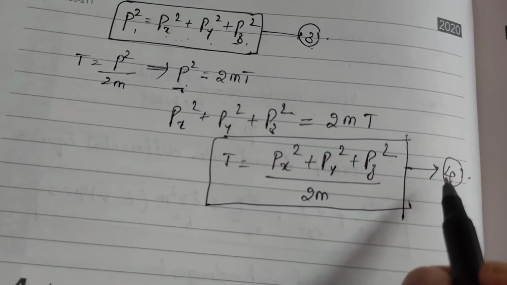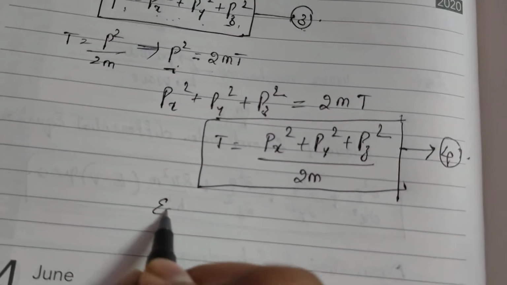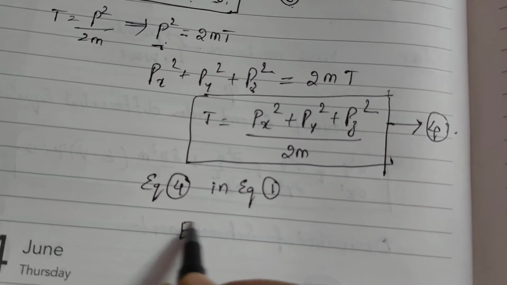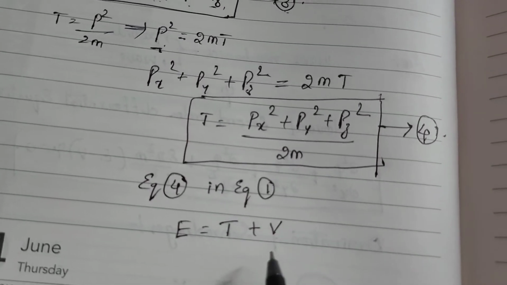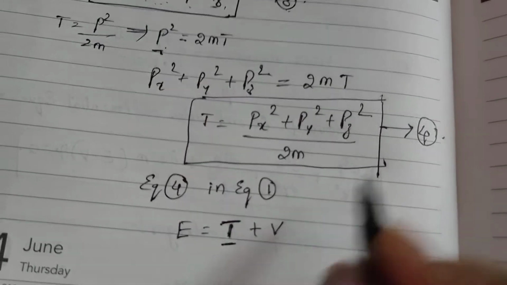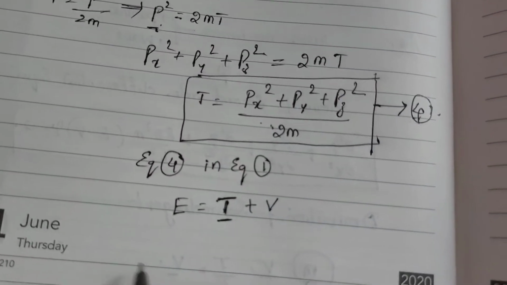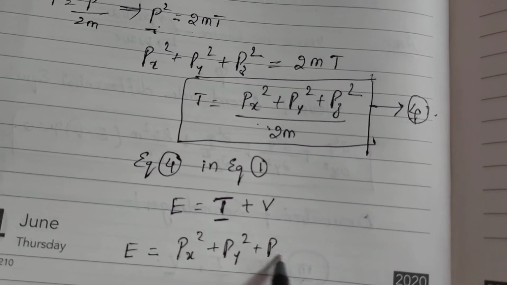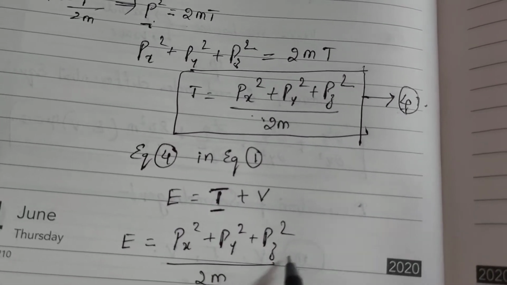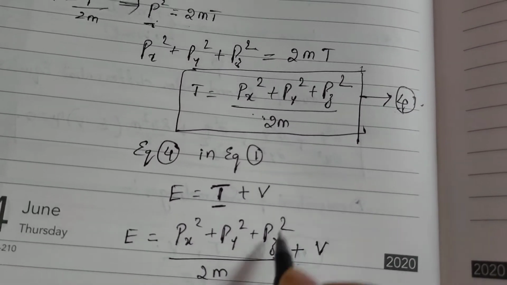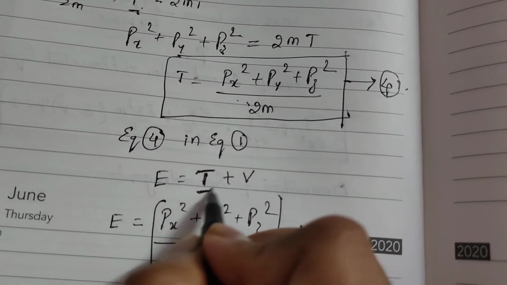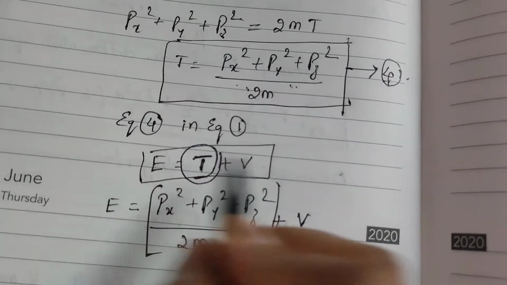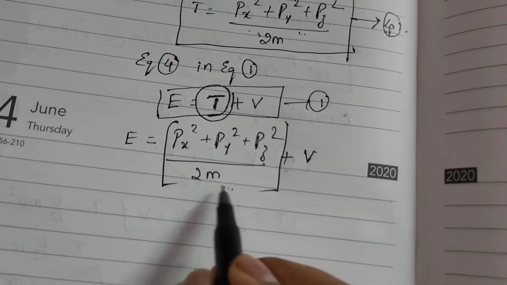Now you can substitute equation 4 in equation 1. What is equation 1? The total energy is the kinetic energy plus potential energy. Here the kinetic energy T we got in equation 4, the value is this one. We substitute this value: E equals px square plus py square plus pz square upon 2m plus V. I am just substituting the value of T from equation 4 in equation 1, so we will get this.